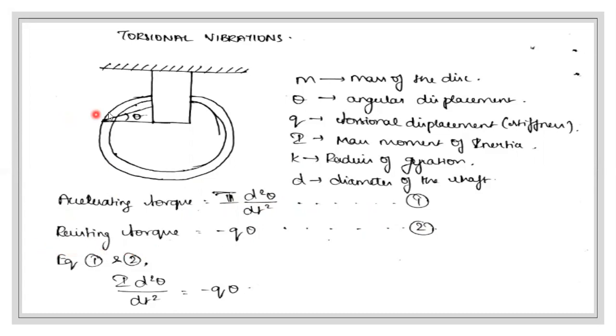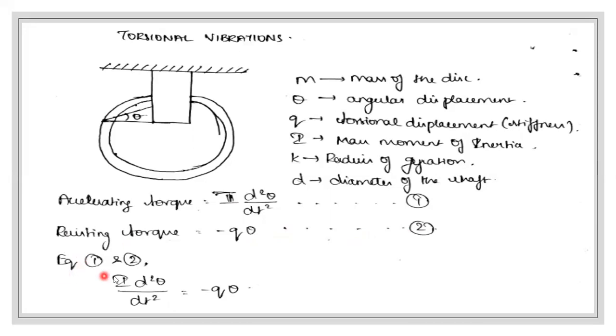Whereas for the resisting torque, the first one will be the accelerating torque, and the resisting torque should be against it. Since it's against, we are putting it as negative, so minus q theta. In springs we used to write the resisting force as s into x. So s, the stiffness, is replaced by the torsional stiffness, and x, the displacement, we call here the angular displacement. Both the things are almost similar, and we just have a comparison alone. So resisting torque is equal to minus q theta, and this is equation 2.